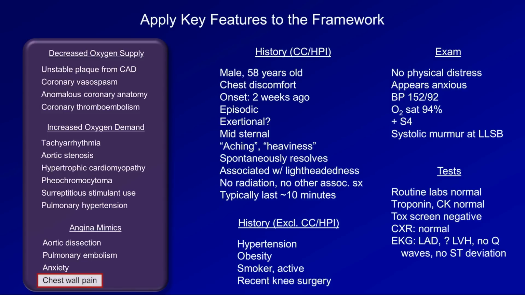Finally, chest wall pain, sometimes given the name costochondritis when it's localized to the costochondral junction. Nothing in the history suggests this diagnosis, and although I haven't previously listed it as a key feature, if you remember from the exam, there is no chest wall tenderness, which argues significantly against the diagnosis. So now we've applied the key features to the framework to adjust the likelihood of the various diagnoses away from their overall prevalence in the population.